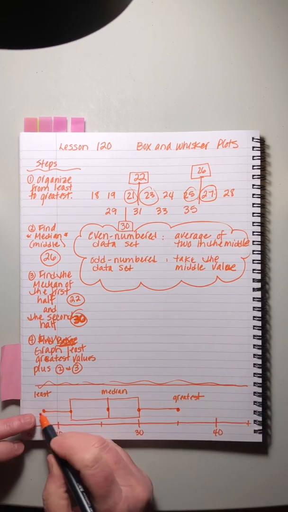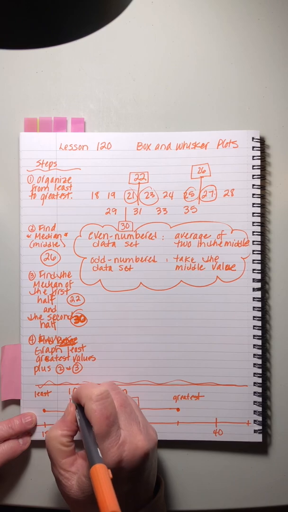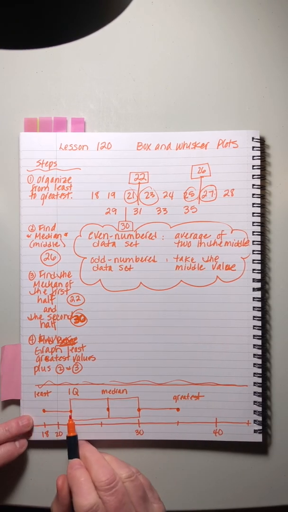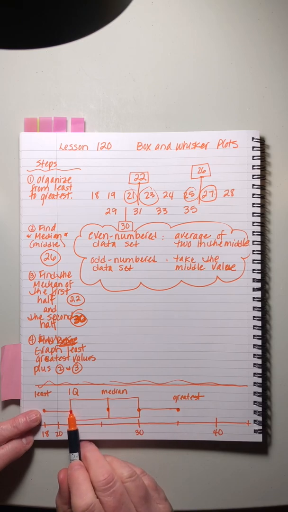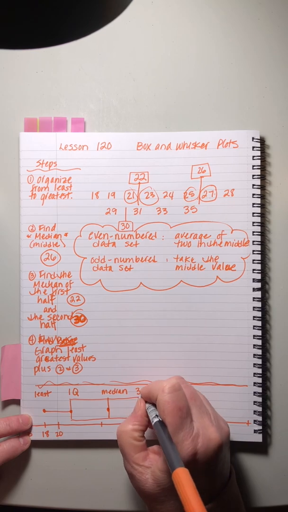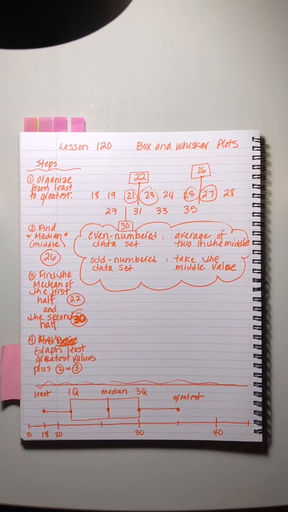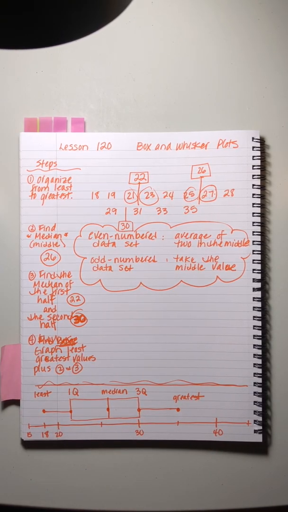And then instead of calling this point the median of the median, we call it the first quartile because it's 1/4 of the way through the data, right? This is 1/2. So half of 1/2 is 1/4. And then this data point, we call that the third quartile. Nifty, right? There's the box and there's the whiskers.